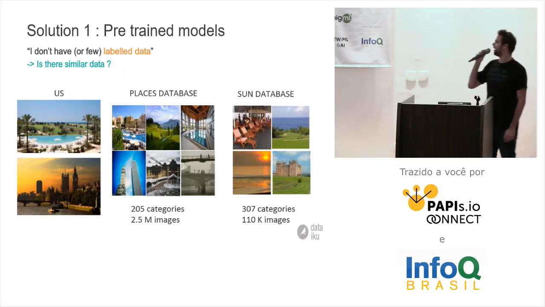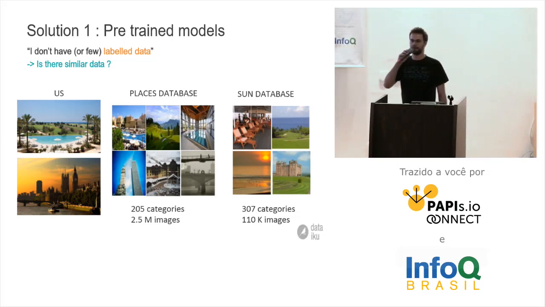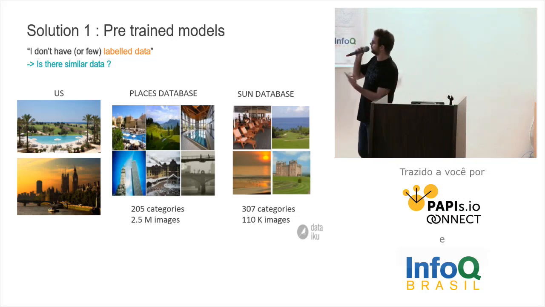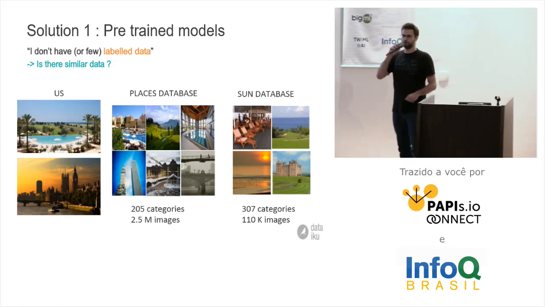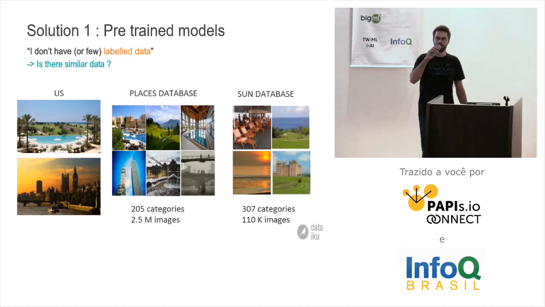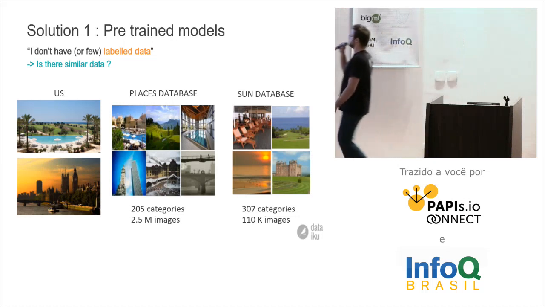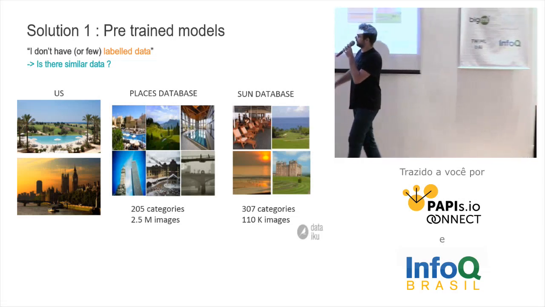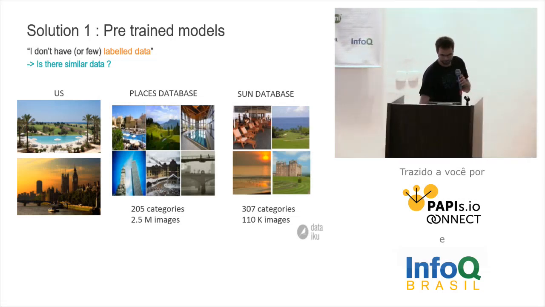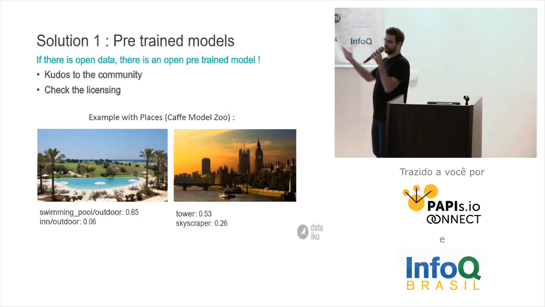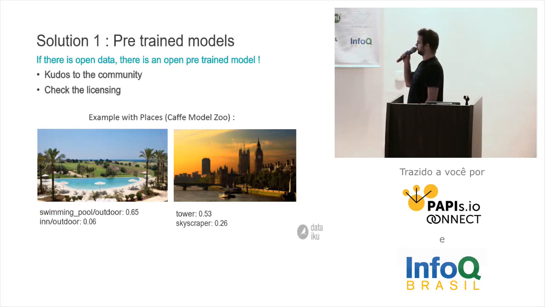In our case, we started by having a look at similar data with labels. On the left, we have our data set that we need to label. And then there is the Places data set with 2.5 million images and the SUN data set with only 100K images, right? So if we manage to get a model working on this and a model working on this, then we can assume that we are able to generate some very interesting labels for our private images. And so the good thing is, if you have a data set with images, there is probably someone that did the work for you. So you can check at the pre-trained models.